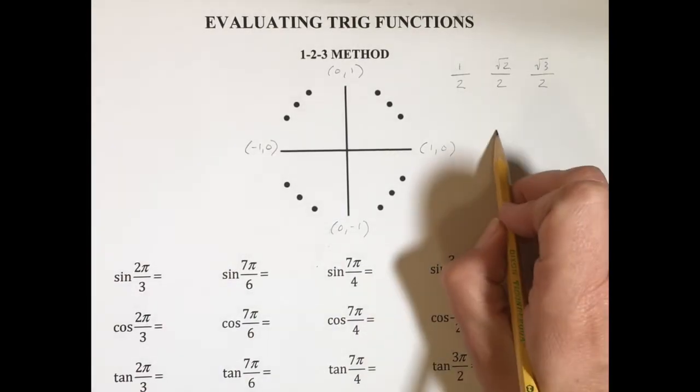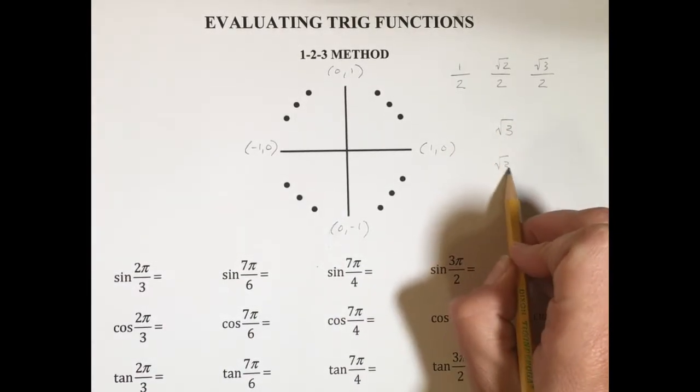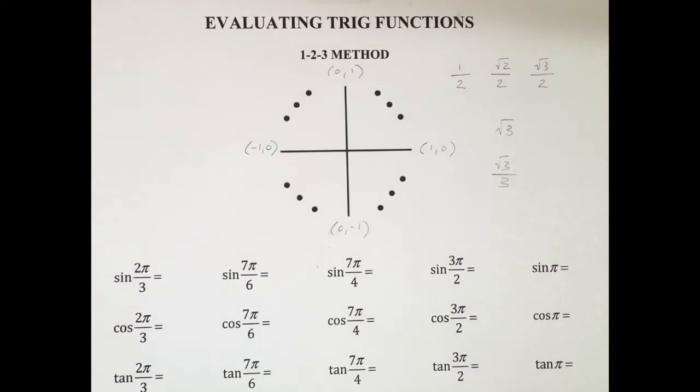And step 3, we're going to jot down radical 3 and radical 3 over 3. In step 3, we jot down our values involving the number 3. Now we have everything we need. We don't need that whole entire unit circle. Up here, we have our sine and cosine answers, and right here, we have our tangent answers.